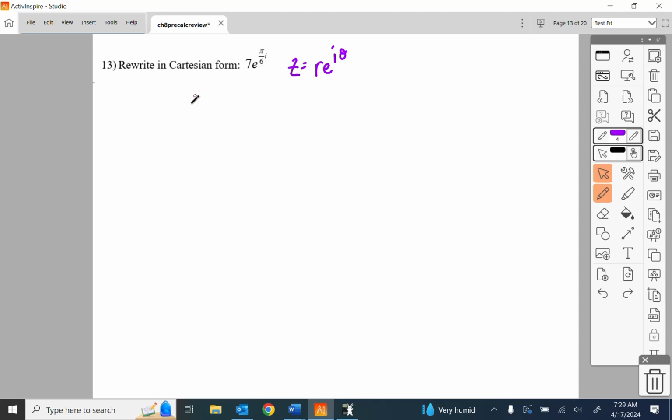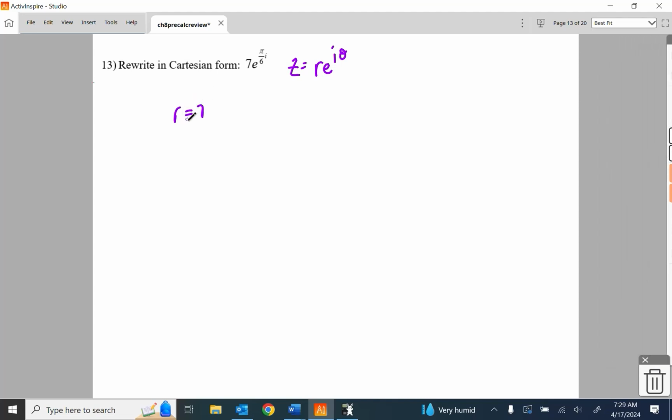So, what we have is we have a radius of 7, and we have an angle of pi over 6. Now, if I want Cartesian, I'm wanting my x's and my y's, and I have two nice easy formulas. x is simply r cosine of theta, and y is r sine of theta. Alright, so let's do some plugging in.